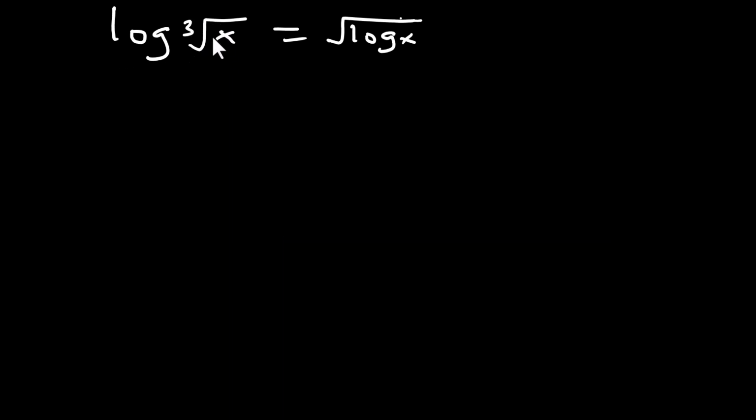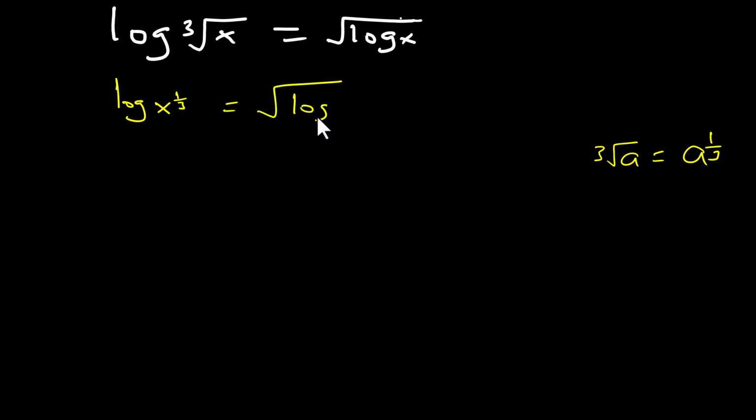So we have log cube root of x equals the square root of log x. Very simple. Now, cube root of a is the same as a raised to 1 over 3. So this one is the same as log x exponent 1 over 3 equals the square root of log x.